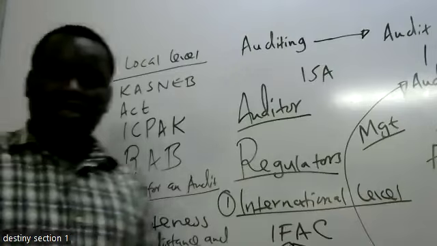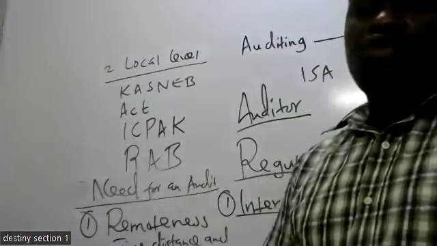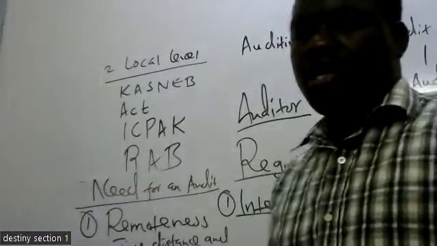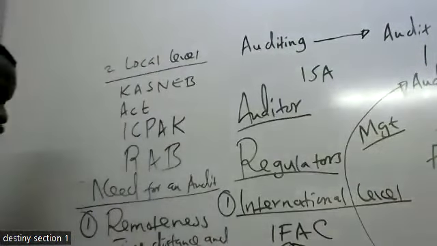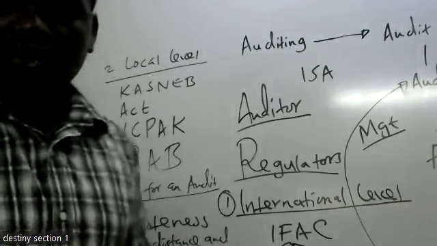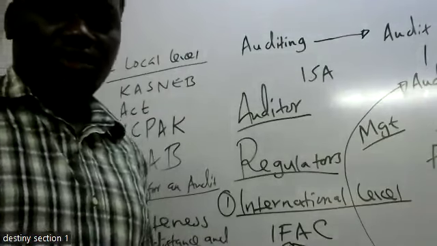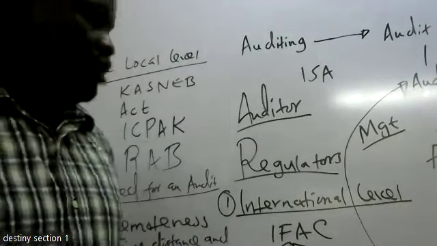Consequences. Yes, there is a consequence or an outcome or an impact if one happens to rely on the financial statements produced by the directors. So to reduce a failure, or to reduce what we call the information risk, there is a need to employ an auditor so that at the end, you are able to get reliable information.